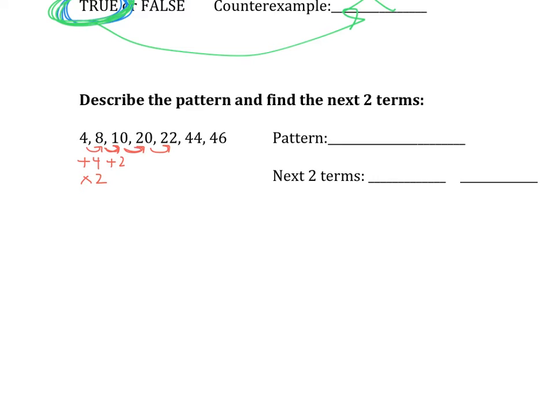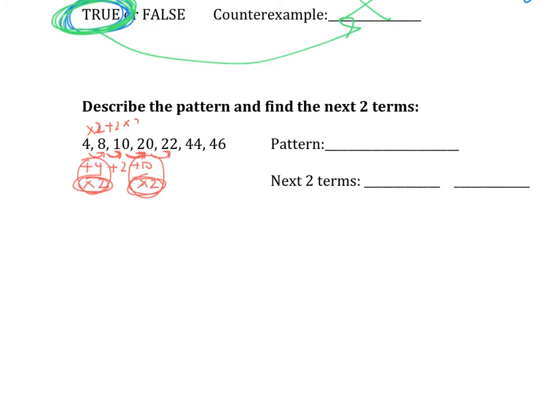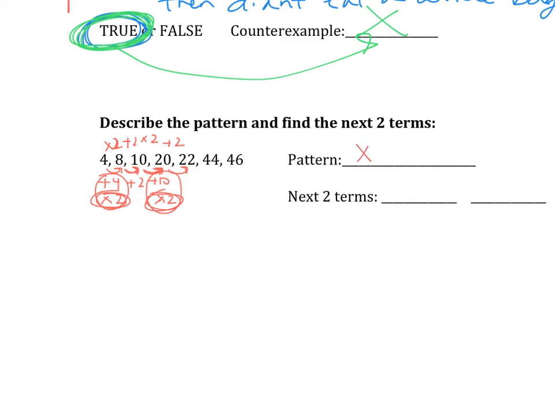Then to get from 10 to 20, you could add 10, or you could multiply by 2. Well, if you look back to your first one, and then here's your third one, both of those were times 2. So chances are we are doing times 2, and then plus 2, then times 2, then plus 2. And the pattern just keeps continuing. So your pattern would be times 2 plus 2.